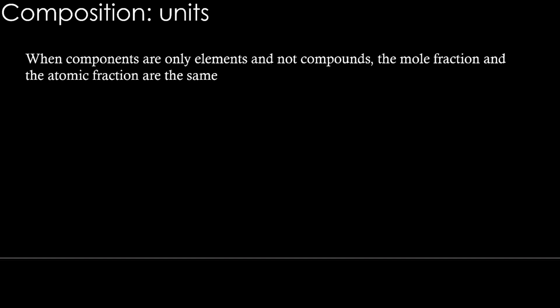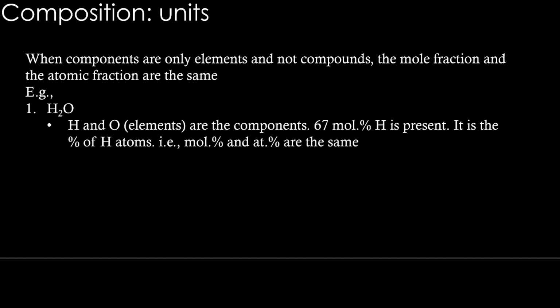So let's see it in more detail. For example, consider H2O. Hydrogen and oxygen are 2 elements, and they are the components now. When we consider the formation of H2O, the components are going to be hydrogen and oxygen. Then we can say 67 mole percent is present in this compound. It is the percentage of hydrogen atoms. Now we are saying atoms, so the mole percent and atom percent are the same here. 67 mole percent of hydrogen or 67 atomic percent of hydrogen are both the same.